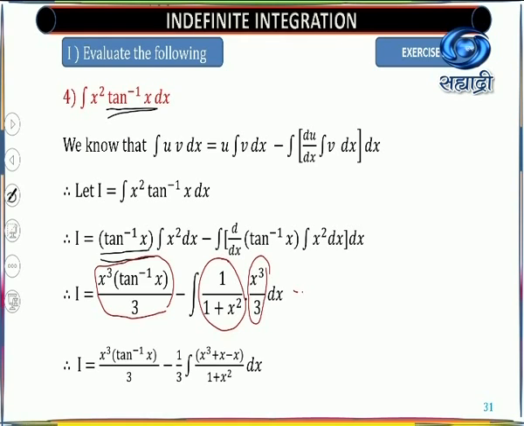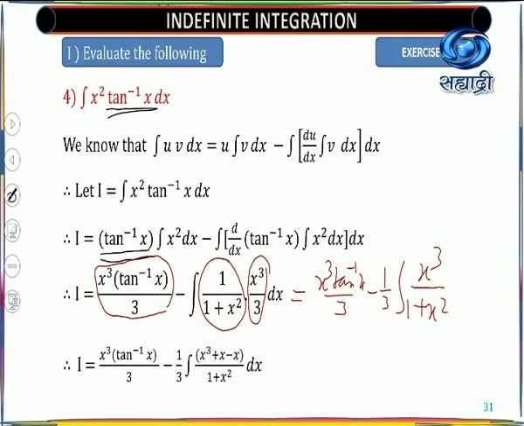You are left with, what is here? That is x cube tan inverse of x upon 3. Now we will take 1 upon 3 out of the integral sign. You are left with x cube upon 1 plus x square. Now x cube as it is, it's not a derivative of the denominator. That means you need an adjustment. What are the adjustments? So that this will be a part of the numerator.